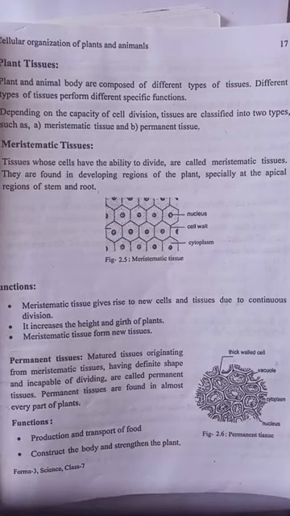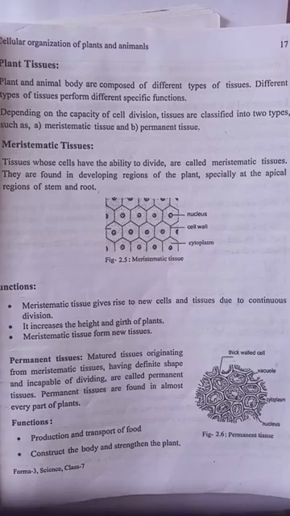Plant and animal bodies are composed of different types of tissues. Different types of tissues perform different specific functions. Depending on the capacity of cell division, tissues are classified into two types, such as meristematic tissue and permanent tissue.